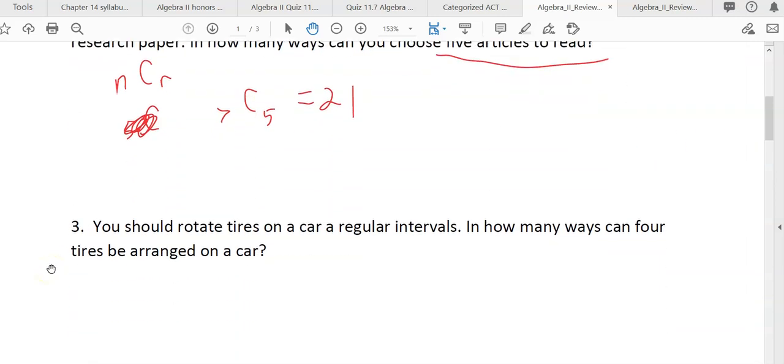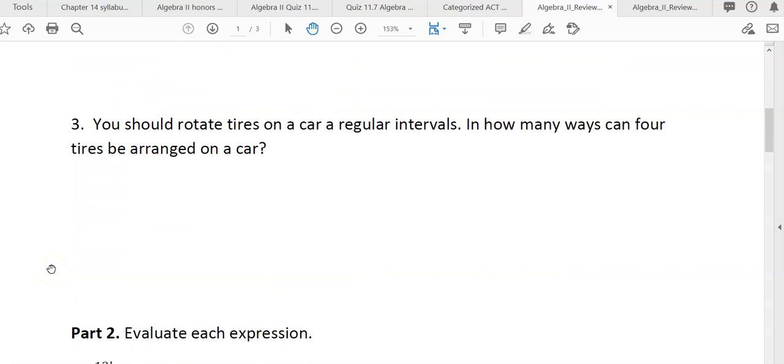You should rotate tires on a car on regular service intervals. How many ways can 4 tires be arranged on a car? Okay, so we have 4 slots, 4 events. We're deciding the order. There are 4 ways the first spot could be chosen, then 3, and then 2, and then 1. So you're choosing as you go. 6 times 4 is 24. There are 24 different ways.